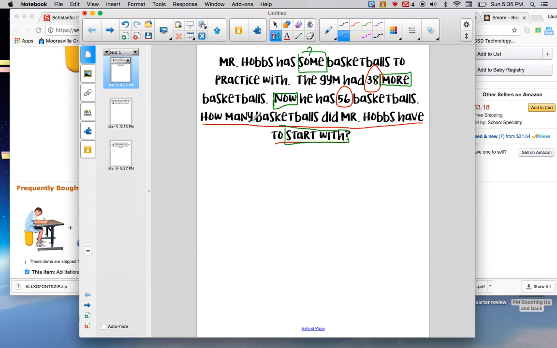So I am going to draw my equation. Mr. Hobbs has some, so remember that's the part I don't know. The gym had 38 more, so I'm going to add 38 to my pile of basketballs. And now usually means equal sign. He has 56.